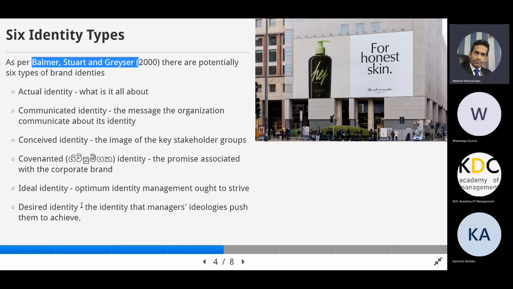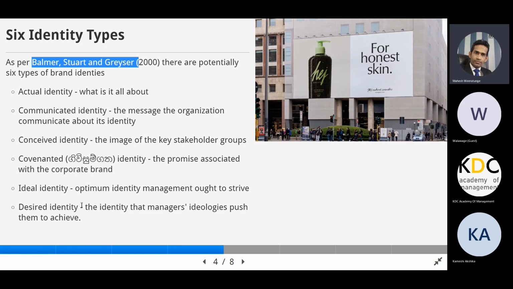හරි McDonald කියලා ගමු. So McDonald කියලා ගත්තොත් actual identity එක තමයි food, burger, right? So food products. Communicated identity, fun along with the burger, what they basically get along with the burger. So that is the communicated identity. Conceived identity, right? So the image, it's not premium in the Sri Lankan context, you can say it goes for some kind of upper middle and above. So that is the conceived identity. It's some kind of a fun, entertaining, family dining, and burger specialized kind of a thing.